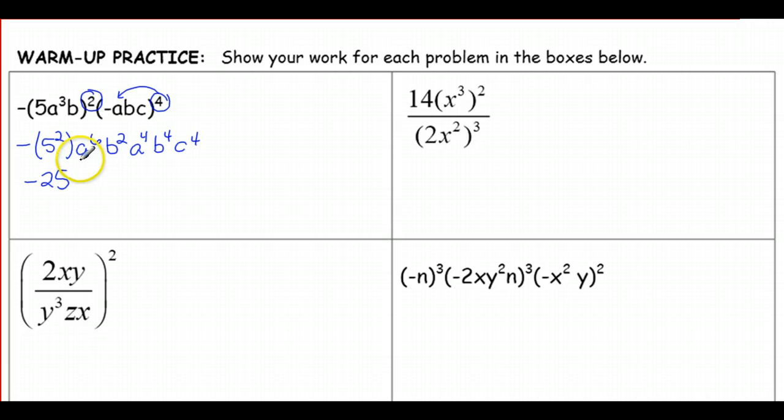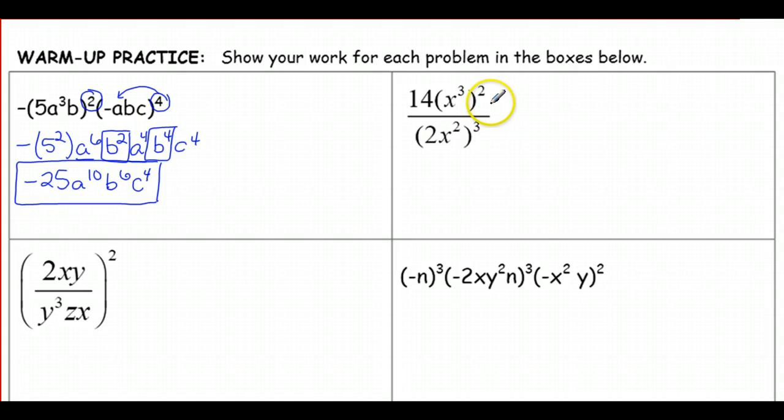And then I'm going to combine my common powers. So I'm going to start with my a's. I now have a to the 10th because 6 plus 4 is 10. Now I'm going to look at my b's. 2 plus 4 is 6, so I have b to the 6th. And I don't have any c's, so c to the 4th is by itself. And that's our answer. Alright, let's go ahead and look at the one on the right.